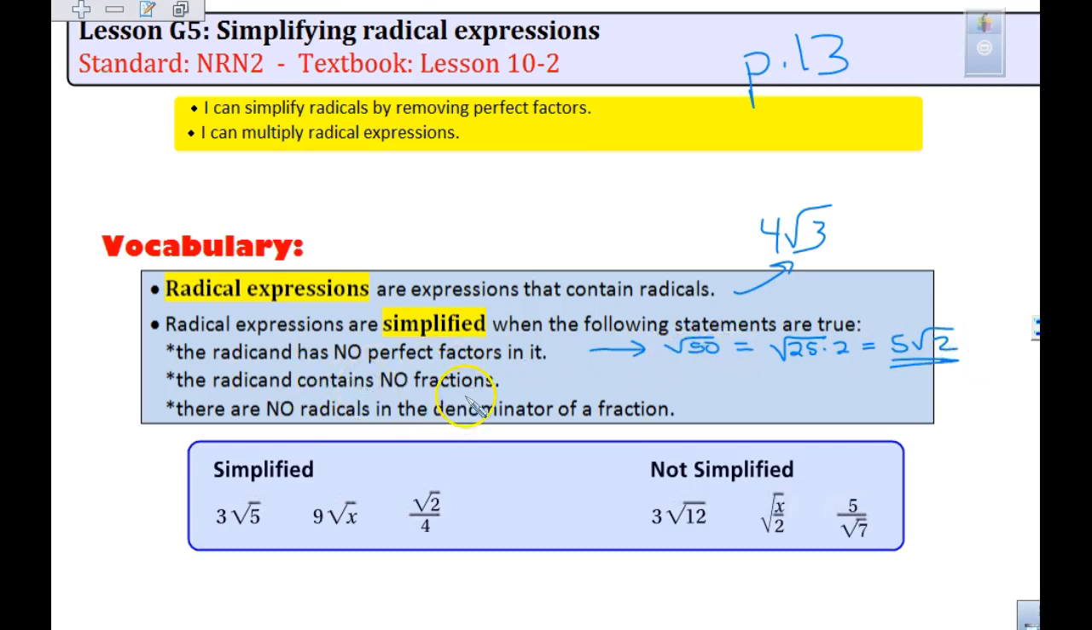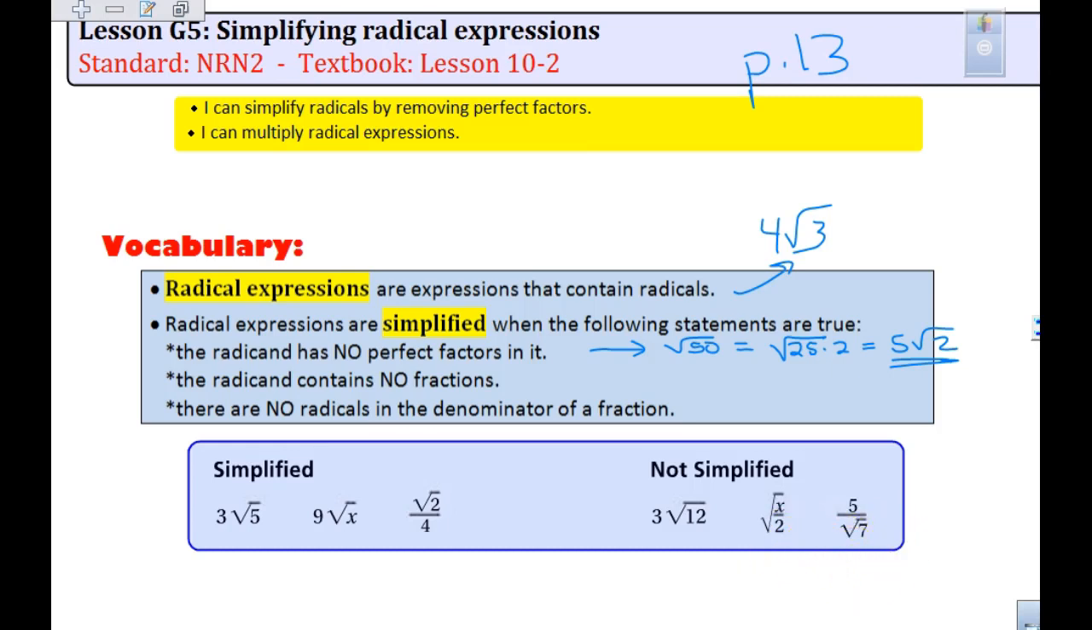Under the radicand, you can have no fractions. So when you look down here, this one is not considered simplified, whereas here, this one is considered simplified, because the 4 is not underneath the radical symbol, okay? So here, these are not considered simplified. There can be no radicals in the denominator of a fraction. So again, can't have a fraction, can't have the denominator being underneath that radical. So as we are looking at those.